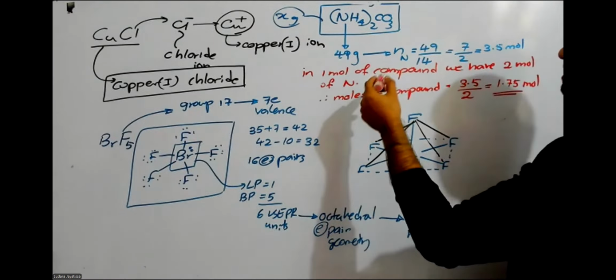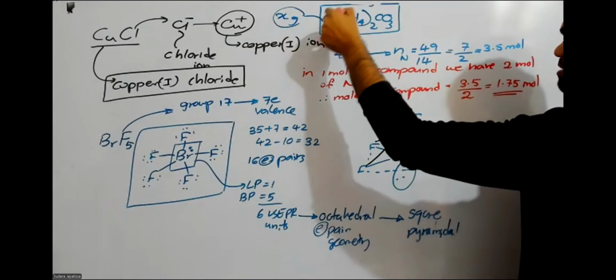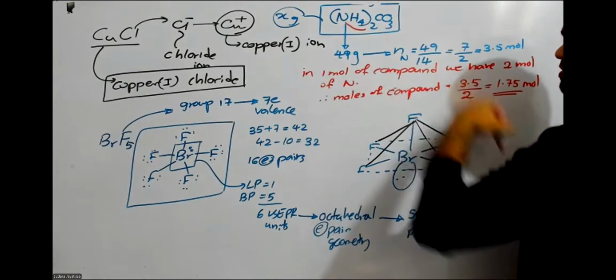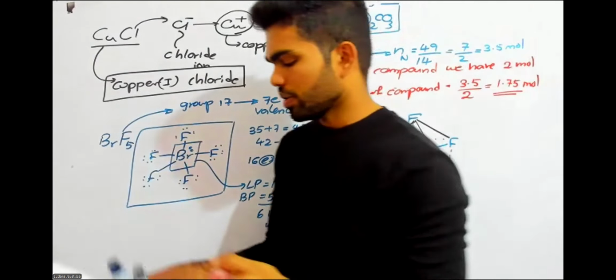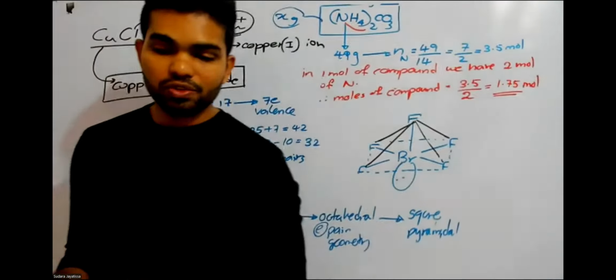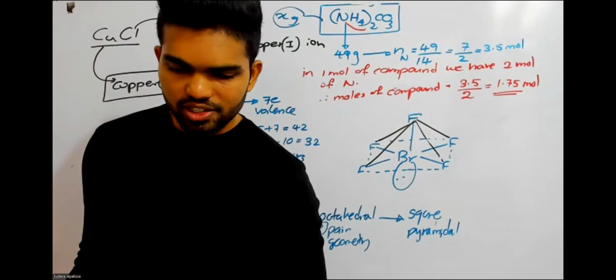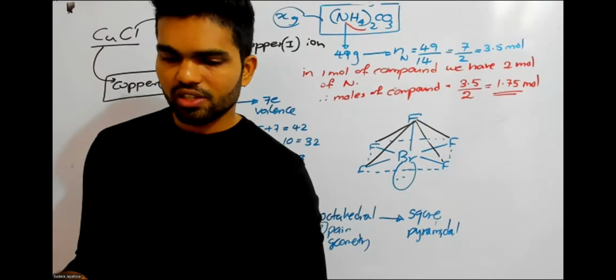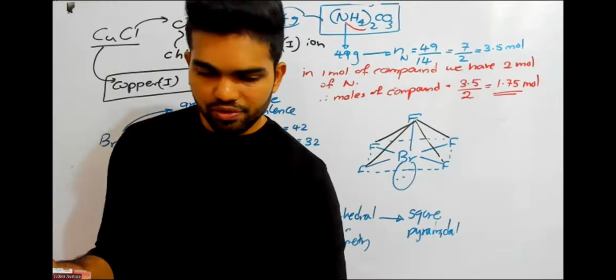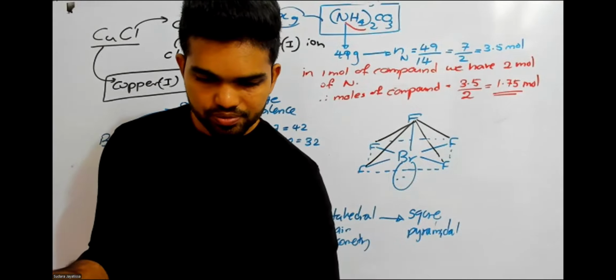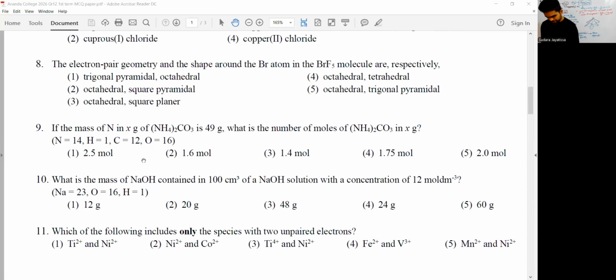Just look at the relationship. In 1 mole of the whole compound, you have 2 moles of nitrogen, 8 moles of hydrogen, 1 mole of carbon and 3 moles of oxygen. Then you use the relationship. Half of the nitrogen moles is the moles of compound. So 1.75, the answer is answer 4. Then go to the next question, the 10th one.